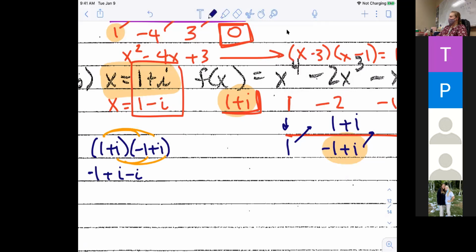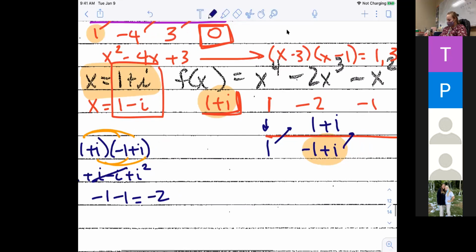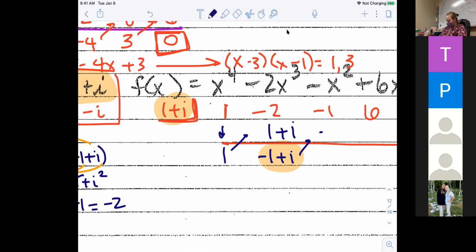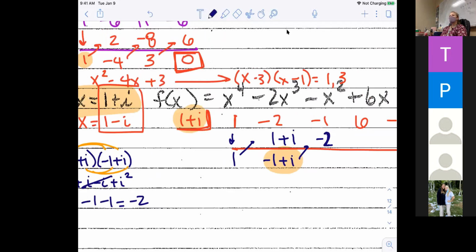-1 times 1 is -1, and then 1 times i times -1 is -i, and then i times i is i squared. This is helpful because all my i's cancel out, and I get -1. What's i squared the same thing as? -1. So I've got -1 plus -1, which gives me -2. I did all that scratch work to just put -2 underneath that -1 on my synthetic division. Everyone keeping up? We all on board?